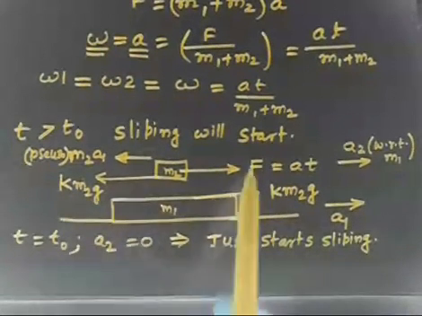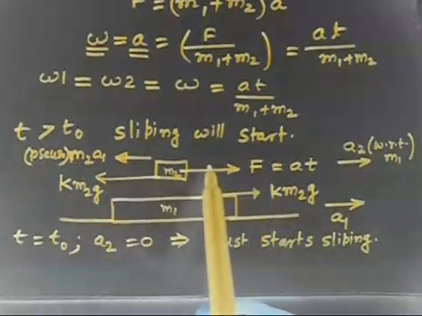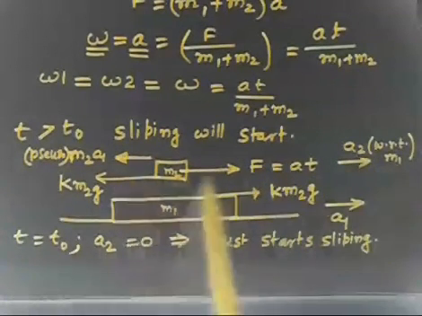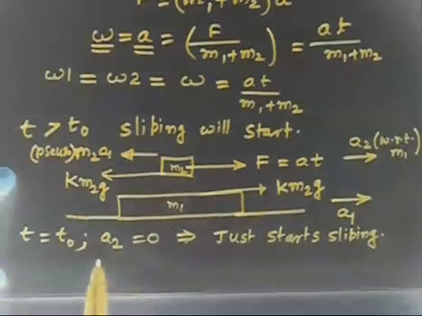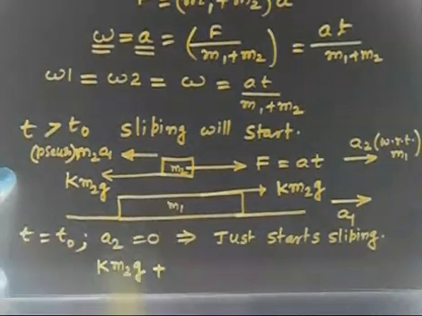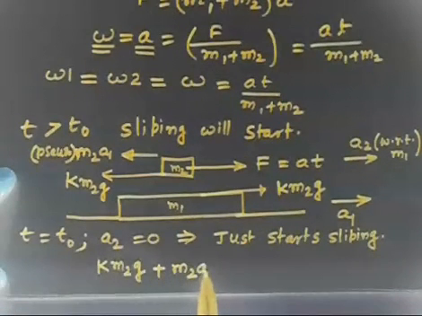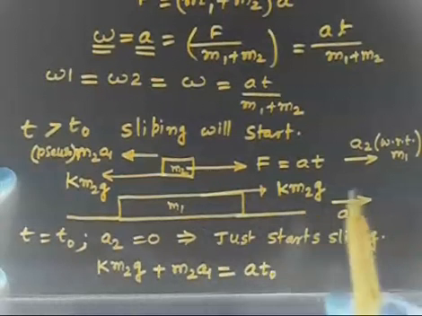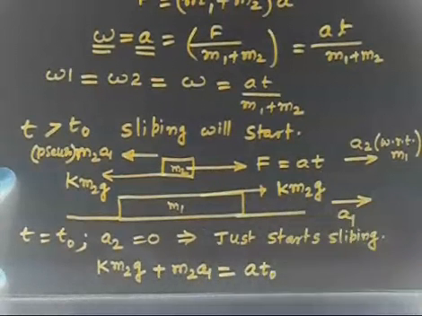So now if I equate the forces, the acceleration is 0. This means total force is equal to mass into acceleration, and the acceleration is 0, so the total force has to be balanced. So I can say Km2Z plus, in this direction, M2A1 is equal to the force in this direction, AT naught. Time is T naught, so this will become AT naught.